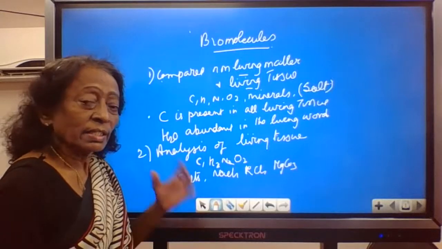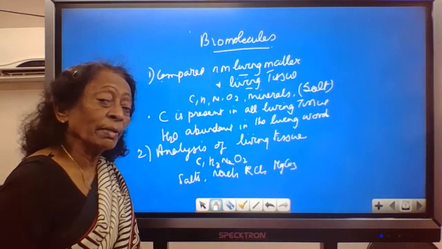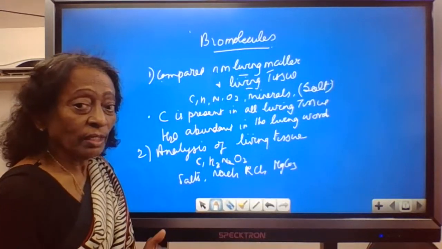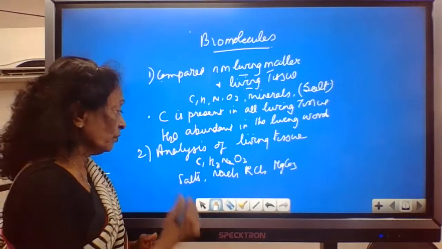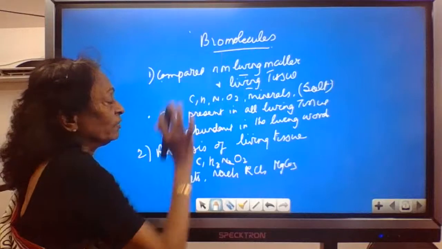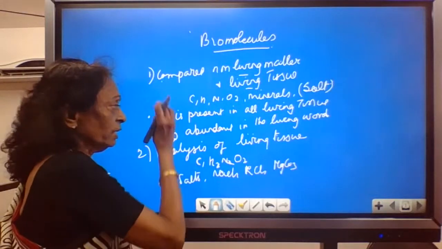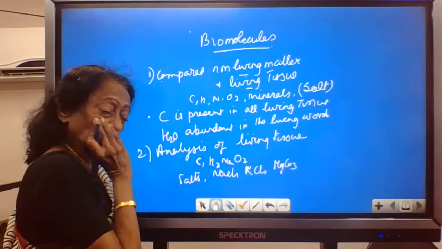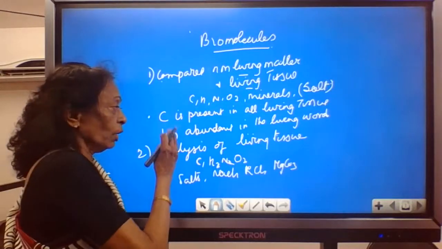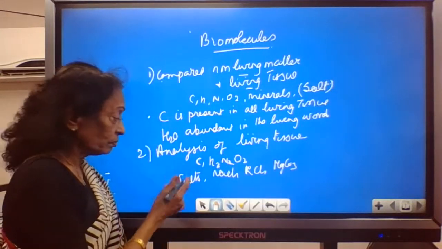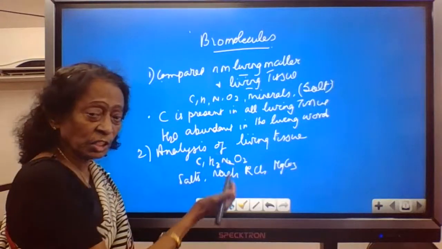The major difference is that some of them get involved in the biochemical reactions in the living tissue. So the first comparison of non-living and living came to the conclusion that carbon is present in all. Though it is present in the non-living world, it is present in all the living tissue, and water is abundant in the living world. Then they started analyzing living tissue.